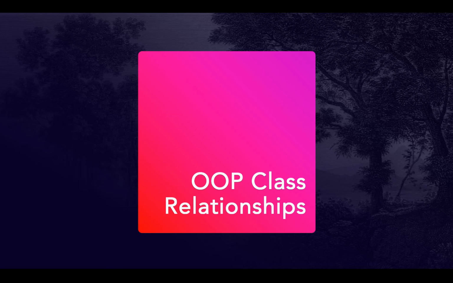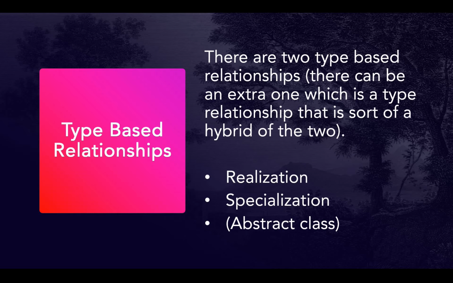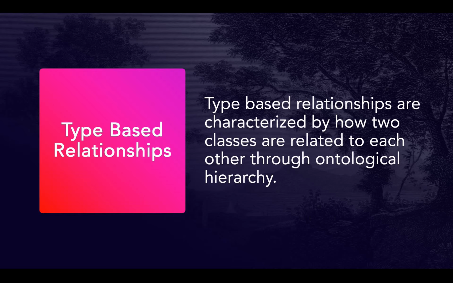So today we're going to talk about OOP class relationships, and there are two kinds of class relationships. The first one is a type-based relationship, and the second one is dependency-based relationships. Type-based relationships are characterized by how two classes are related to each other through ontological hierarchy. For example, a mammal class's relationship with an animal class is an example of a type-based relationship.